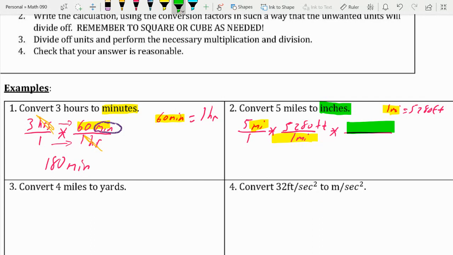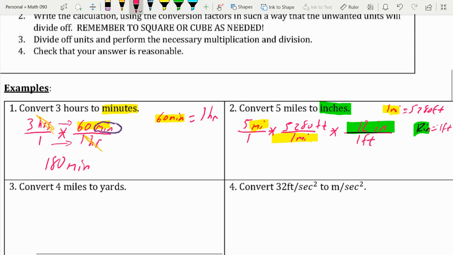All right, I know I need those inches up on top. So what was the conversion? 12 inches is equal to 1 foot. All right, so which one am I going to put up on top? I'm going to put those inches up on top. And I hope all this color coordinating is really helping you guys.